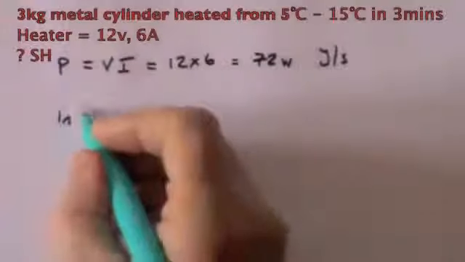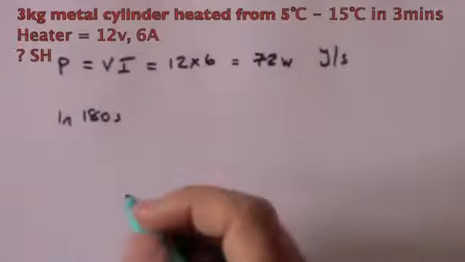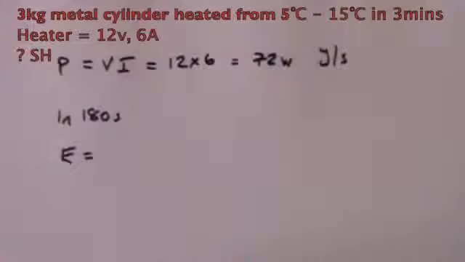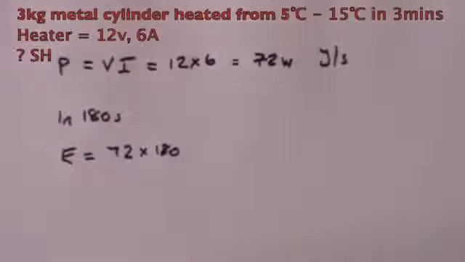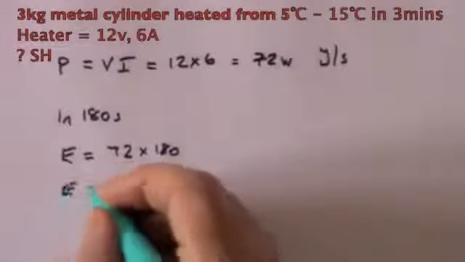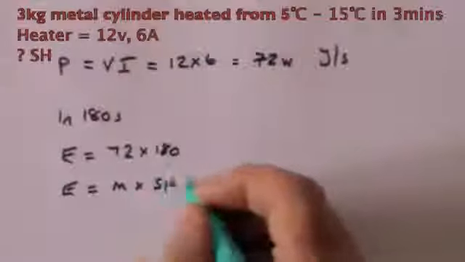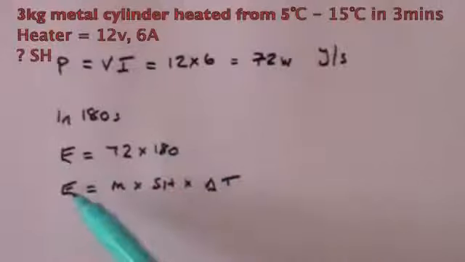So in 180 seconds, which is the 3 minutes we're asked about, the total energy supplied by that heater is going to be 72 joules per second times 180 seconds. I won't calculate that just yet. That energy is going towards raising the temperature of the metal. And the energy required to raise the temperature of the metal will be mass times specific heat times the change in temperature. So this energy provides that energy.